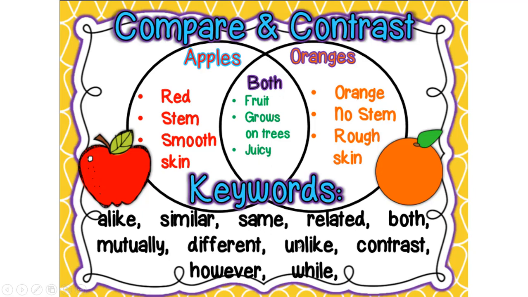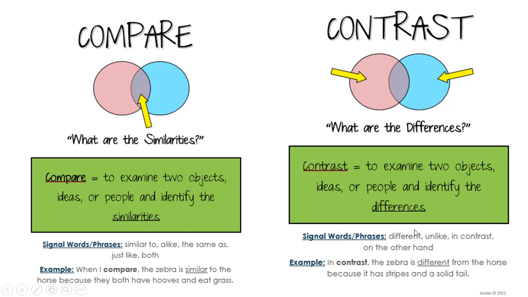Some very important key words when we're comparing and contrasting are the words alike, similar, same, different, unlike, contrast, however, while. So compare is showing how they're similar, and contrasting is showing what the differences are. Things that we need to remember are similar to, alike, the same as, both, whereas, in contrast, they're different, unlike, on the other hand.